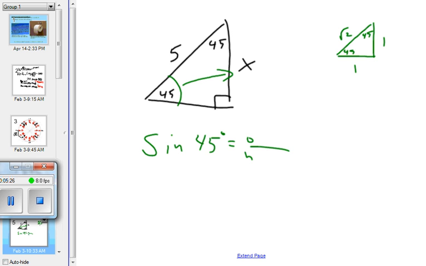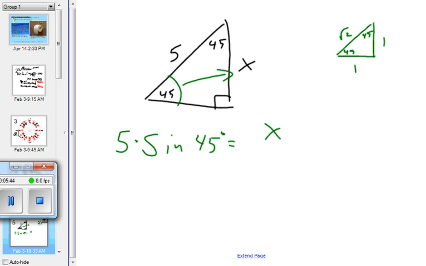Those are just my helper monkeys there. And the opposite one here is x over the hypotenuse is 5. There we go. Sine 45 equals x over 5. Now you should times it by 5 on both sides. 5 goes here. Do you get, though, that you can't leave it as 5 times sine 45?